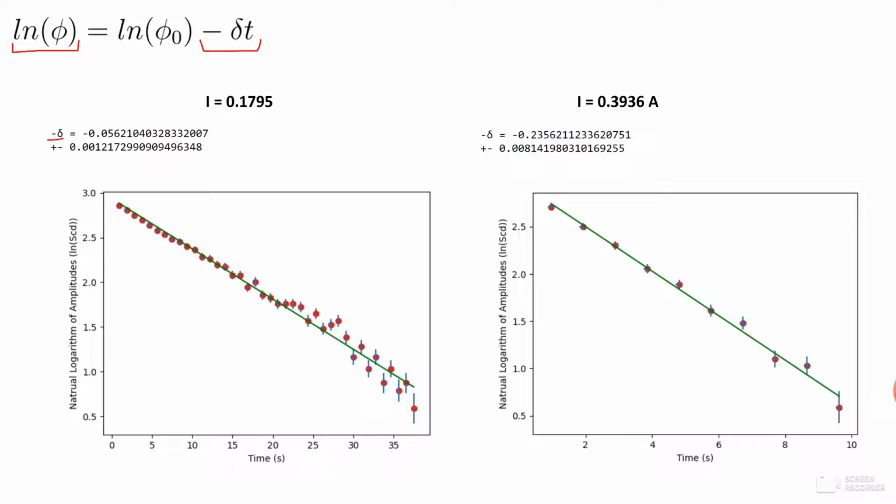As you can see, it's equal to minus the damping constant, as you can see here, for both of these data sets. Here is in amps. So remember, this one has more data points because the amplitude decreases slower over time.